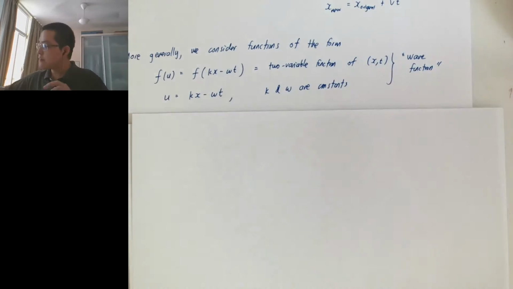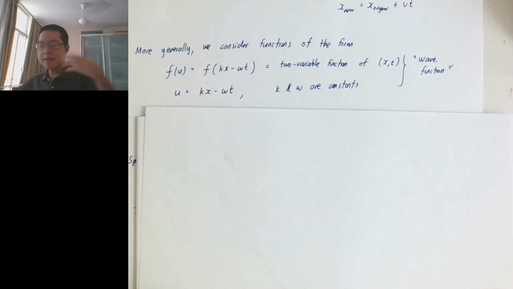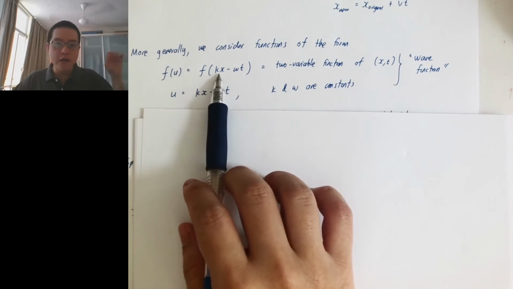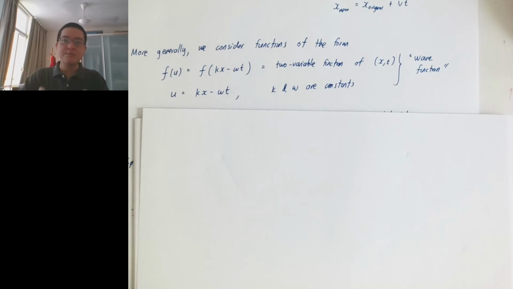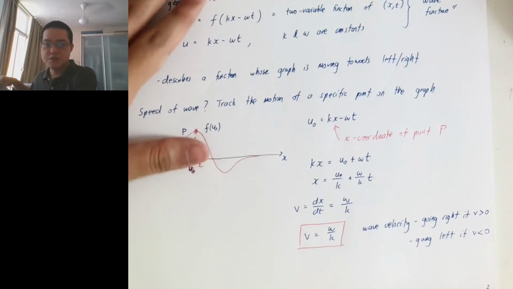I have drawn one specific example of x squared, right? It could be any function. It could be sine, it could be exponential. Actually, we will consider sine, but in any case, whatever function this is, if your input is kx minus omega t, then I have a graph that is moving, right? Then the velocity is going to be given by these expressions.